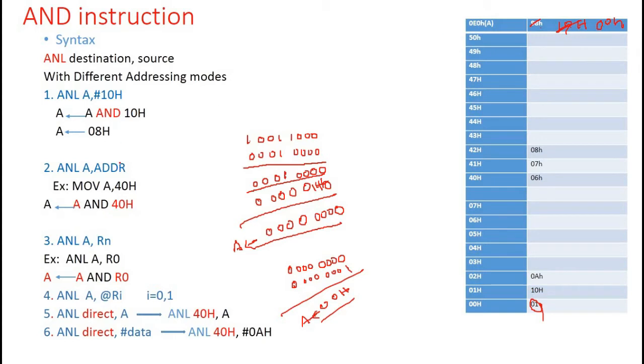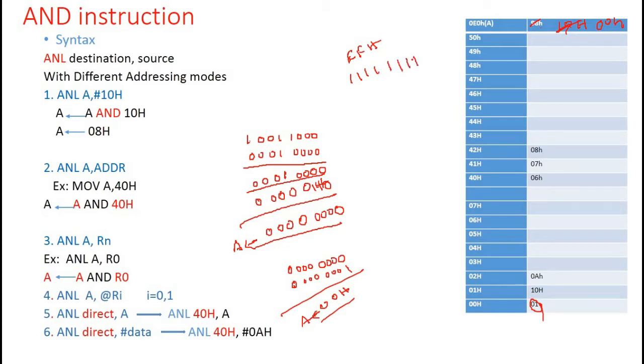And next we'll see the fourth instruction, that is ANL A comma @Ri. This is the indirect register addressing mode, meaning the register acts as a pointer. Note that only R0 and R1 can be used as a pointer. That's why here I have taken i equal to 0 and 1. Now we'll take some different data for the accumulator. We'll take FFH.